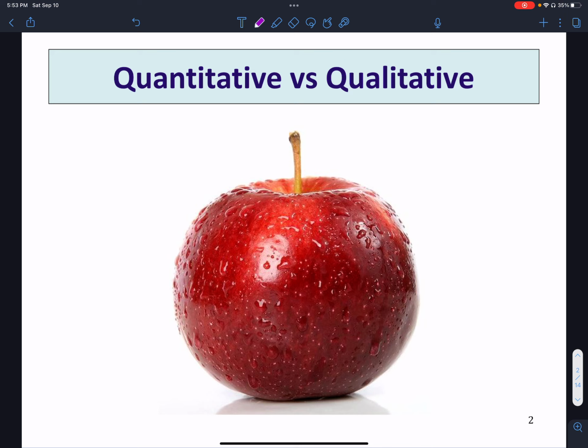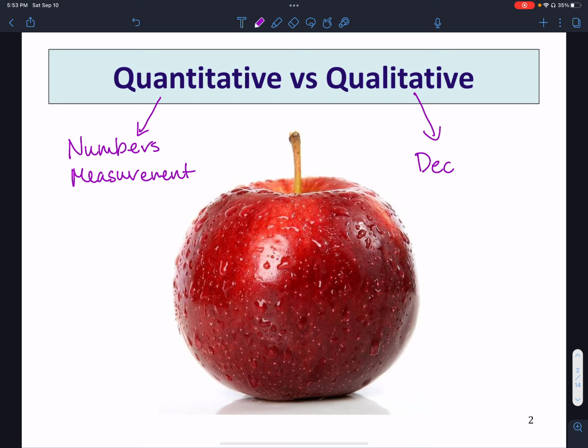All right, we should have heard these words at some point during our unit, but just as a reminder, quantitative should have numbers. It's going to require some sort of measurement, and that measurement will include numbers and units. A qualitative observation is more descriptive.